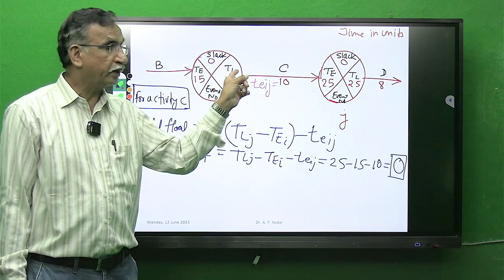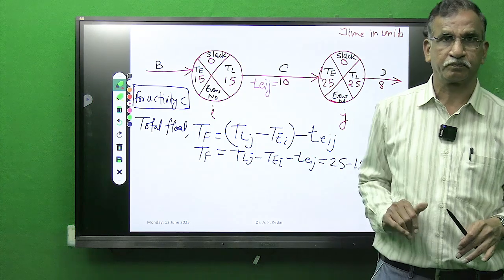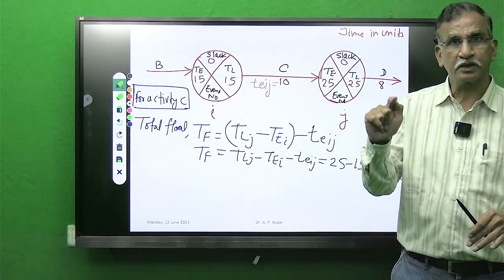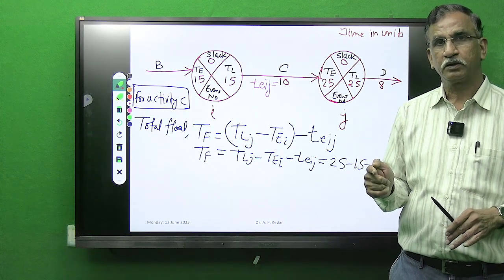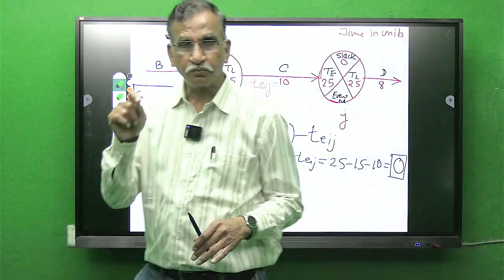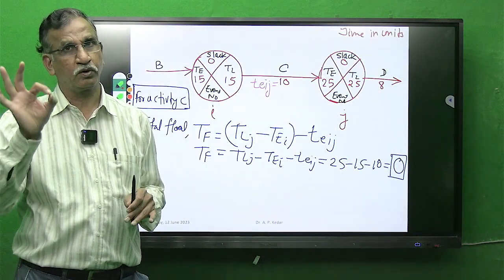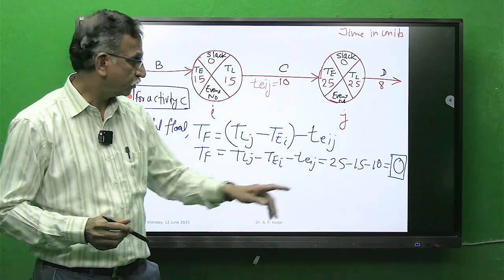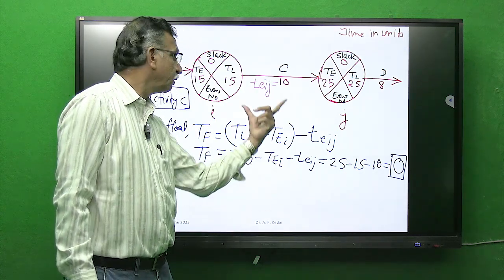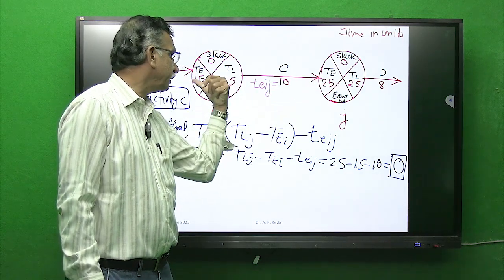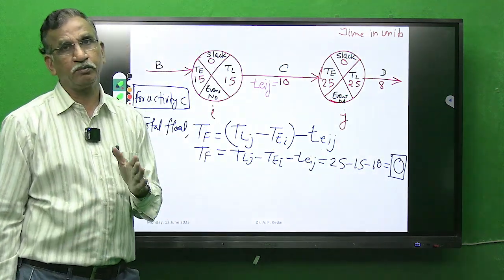Got it? The meaning of a critical activity is that delay is not permitted. When delay is not permitted, there won't be any float, and therefore the underlying statement: for critical activities total float will always be 0. That we have calculated. So this is the logic, this is the technicality. TL minus TE minus TEIJ: span available 0, no span, no time units permitted, no delay.